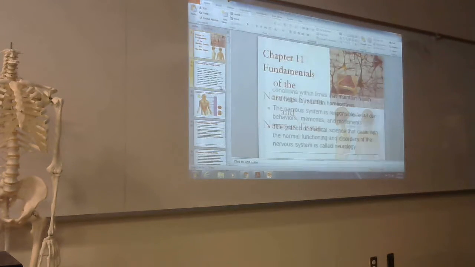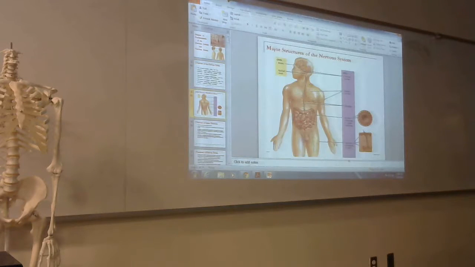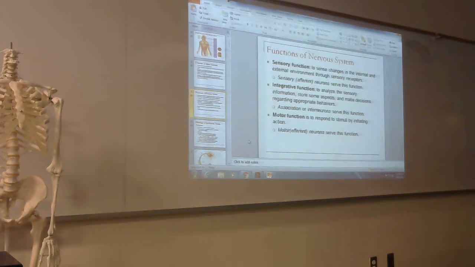So as far as the nervous system is concerned, you should know which one is PNS and which one is CNS. Only brain and spinal cord are CNS. Everything else is PNS. The functions of the nervous system are sensory, integrate, and then motor function. And the major cells of the nervous system, you have your neurons and you have your neuroglia, which are the supporting cells.